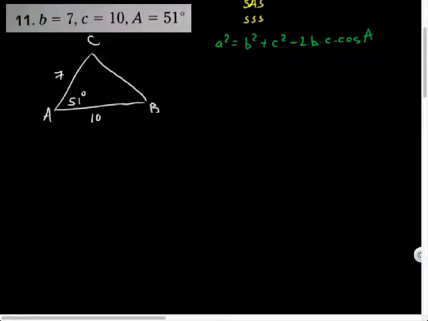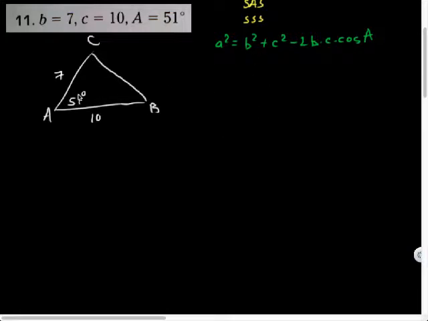Using Law of Cosines, first of all, I can't use the Pythagorean theorem. It's not a right triangle. I can't use the triangle trigonometric ratios because it's not a right triangle. I can't use Law of Sines because I don't have a pair of angle and side. I need to have that pair in order to get Law of Sines to work. So that's why I've got to use Law of Cosines.